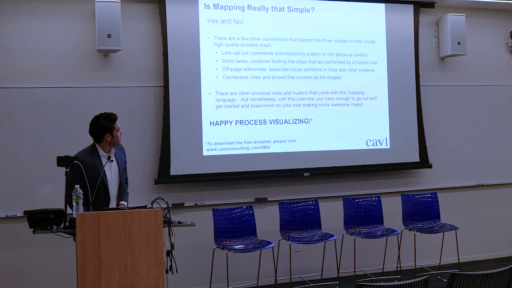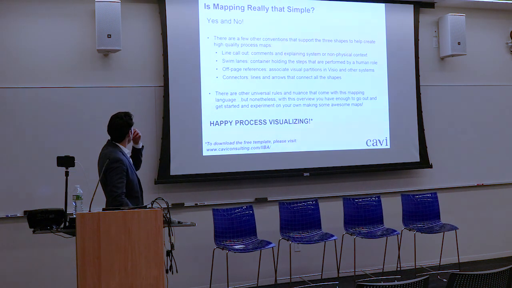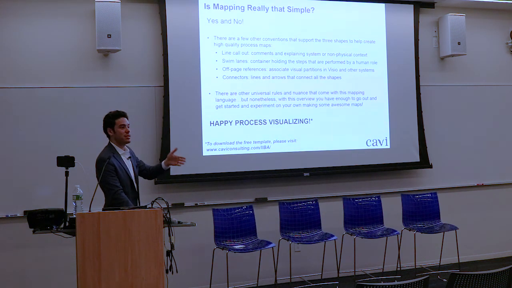But that's it. So between those shapes and visual framing, that's our whole method. And it's just practicing doing the simple things right that have consistent results. And I say, is it really that easy? Well, yes and no. So there's a few things we didn't talk about tonight, but you saw them all. Line callouts, swim lanes, connectors. Makes sense. Off-page references is what keeps the visual frames together.